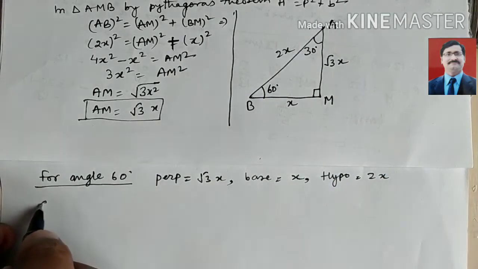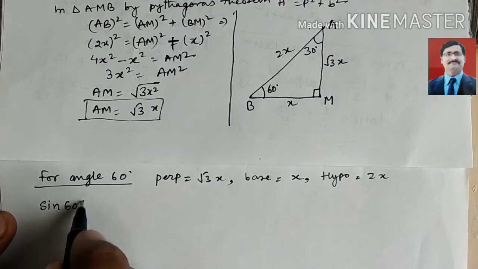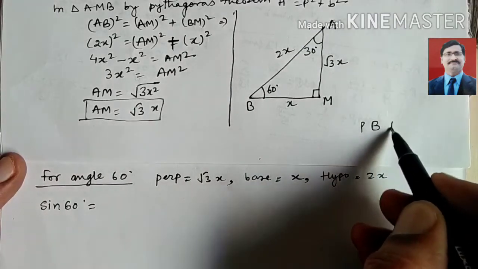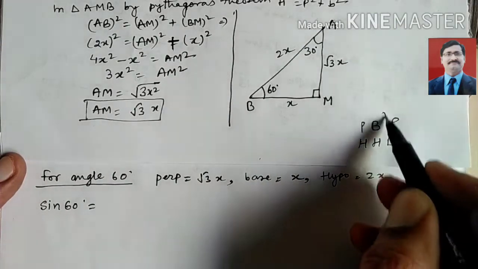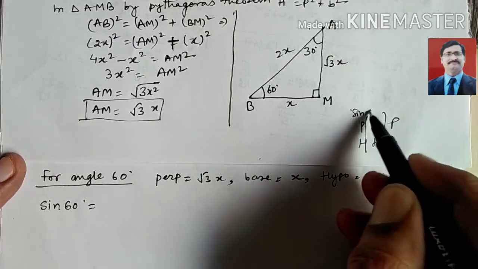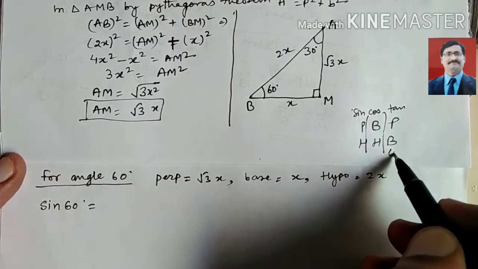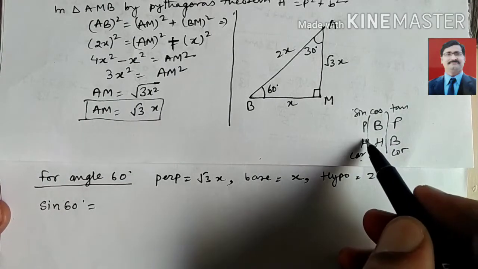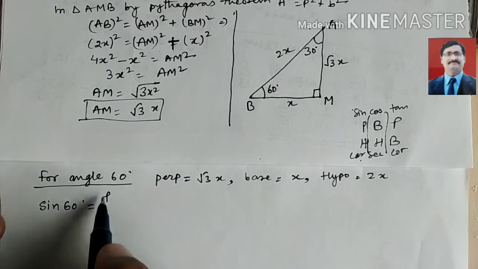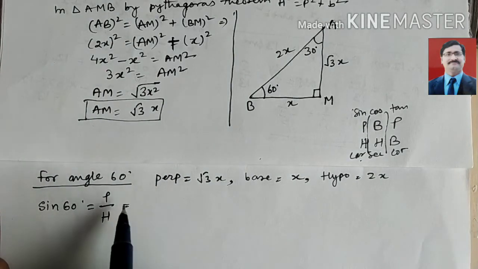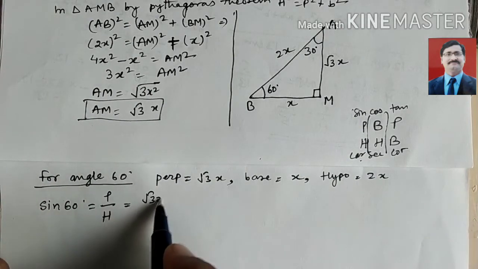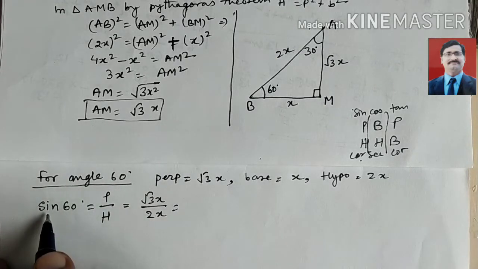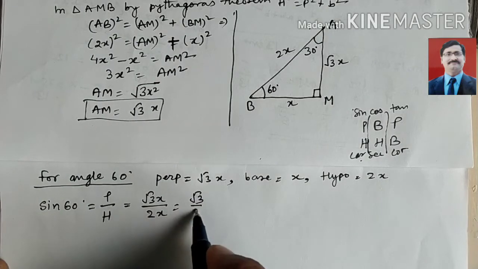Now you have to find sine 60 degrees. Sine 60, sine you know already, Pandit Badri Prasad har bole. So sine, this is cos and tan, cot, sec and cosec. Okay, sine is perpendicular upon hypotenuse. You can write here perpendicular is root 3 x and hypotenuse is 2x. So sine 60 we get root 3 upon 2.